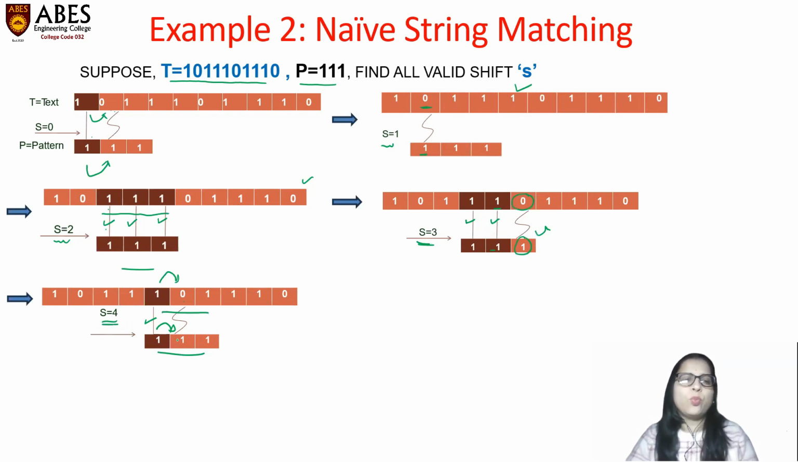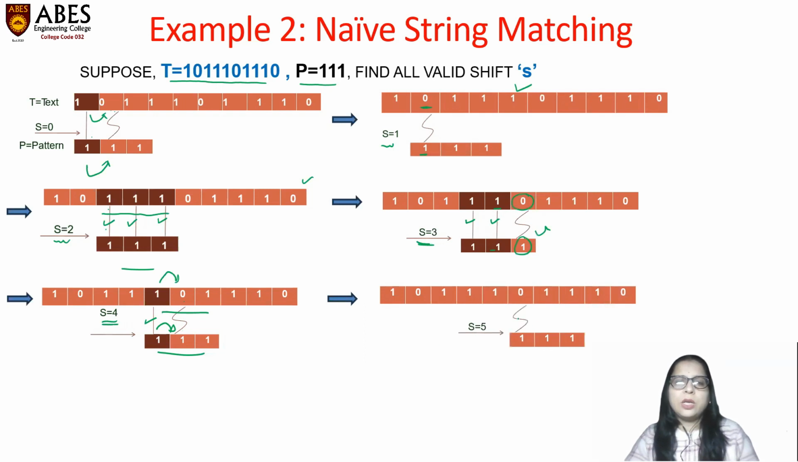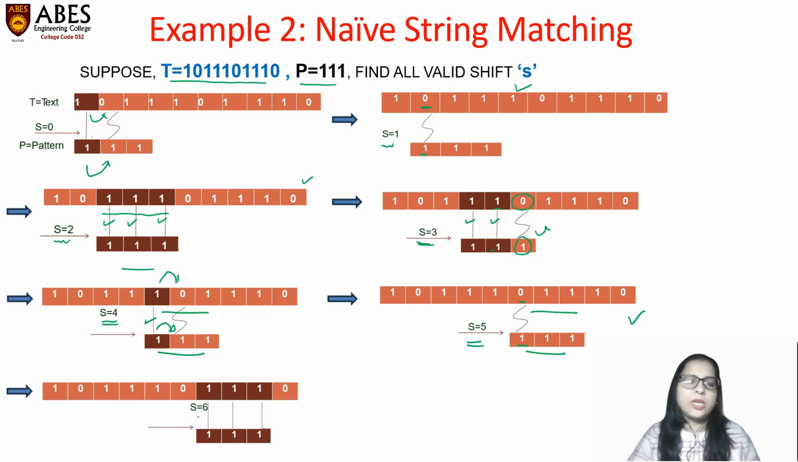Now the pattern moves one position right. So now we are here. So for S is equal to 5, we see 0 and 1 do not match. The first occurrence even does not match. So we do not get our match here for shift 5. Now we have not yet reached the end. So it goes one more time by shifting the pattern one position right. So here we see the 1 matches with the 1, 1 matches with the 1, this 1 matches with the 1. So here we found our match for the value of S is equal to 6.